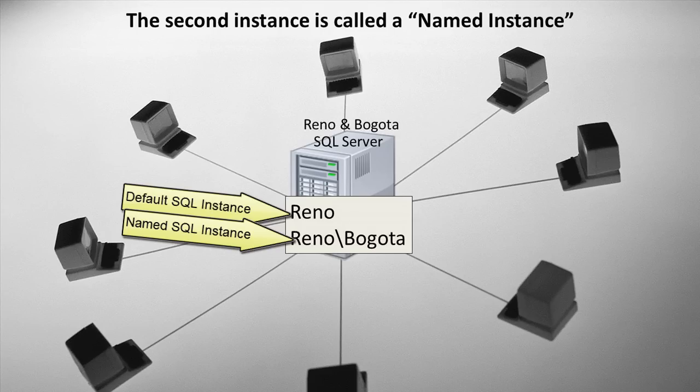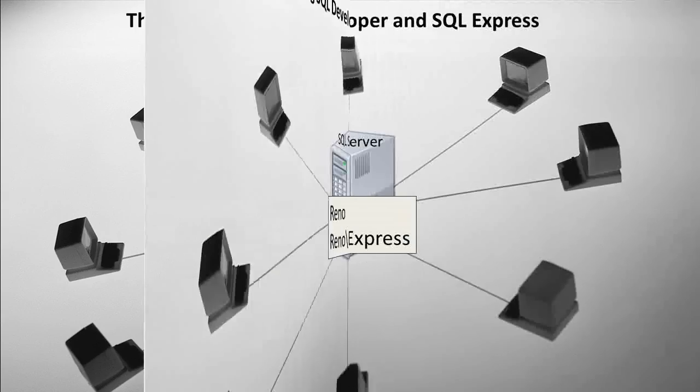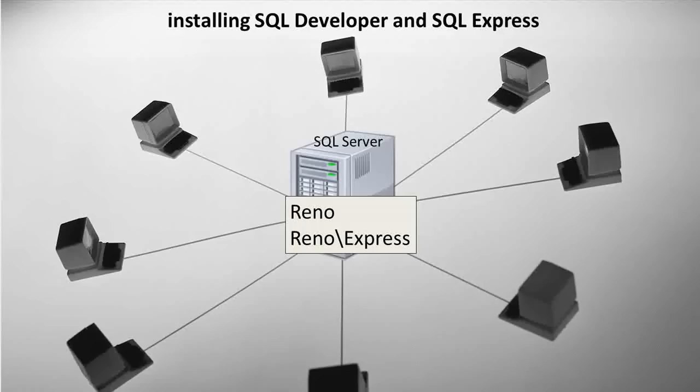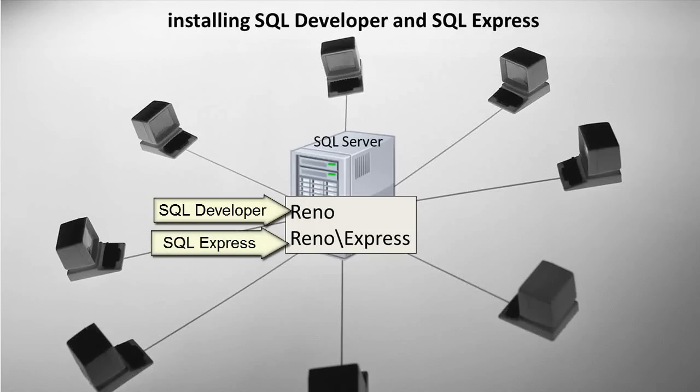Oftentimes, people install SQL Express, and they later realize it's not powerful enough to do what they need it to do, and then they install SQL Developer. If you do that, fortunately, your default instance is running the much more powerful SQL Developer. And if your machine is called Reno, then the default instance is called Reno. The SQL Express version is installed as a named instance. In this case, it would be called Reno/SQL Express.